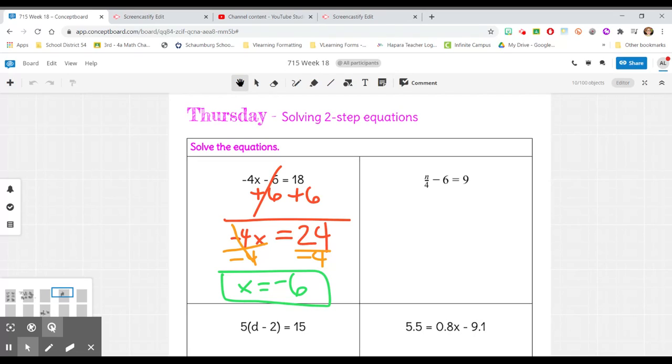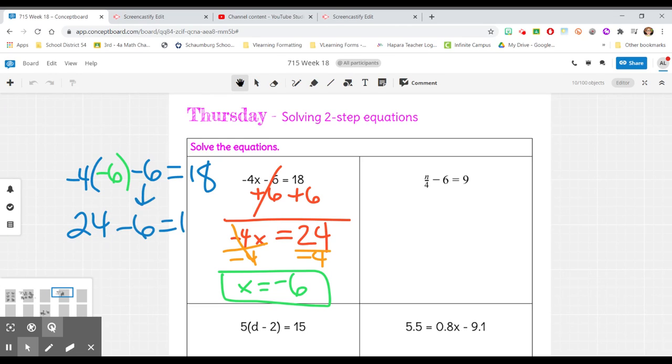We can check this. Should equal 18. Negative 4 times negative 6 is positive 24. Minus 6 is 18, so this checks out.